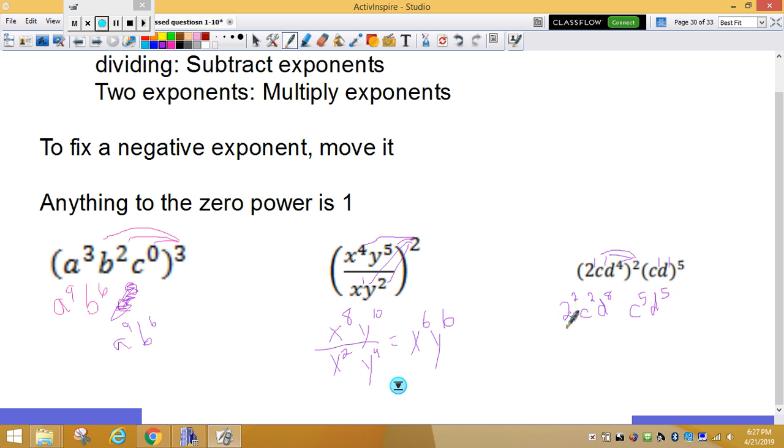In your calculator, 2 to the 2nd is 4. Now, your c's are multiplying, which means we add them. So when I add up the c's, 2 plus 5 is 7. When I add up my d's, 8 plus 5 is 13. So that's my answer.